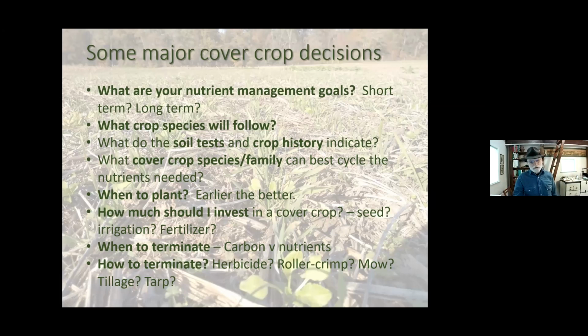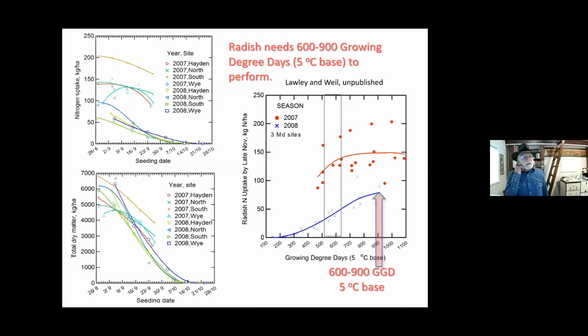And then on the other end of the cover crop season in spring, you have to decide when you're going to terminate. After nutrient availability or carbon, those are different goals, and also how to terminate with herbicides or rolling, mowing. Even on small scale, you can use things like tarps. So lots of different things to think about. This issue of cover crop planting date is really important. You'll see it come up a number of times during my talk.